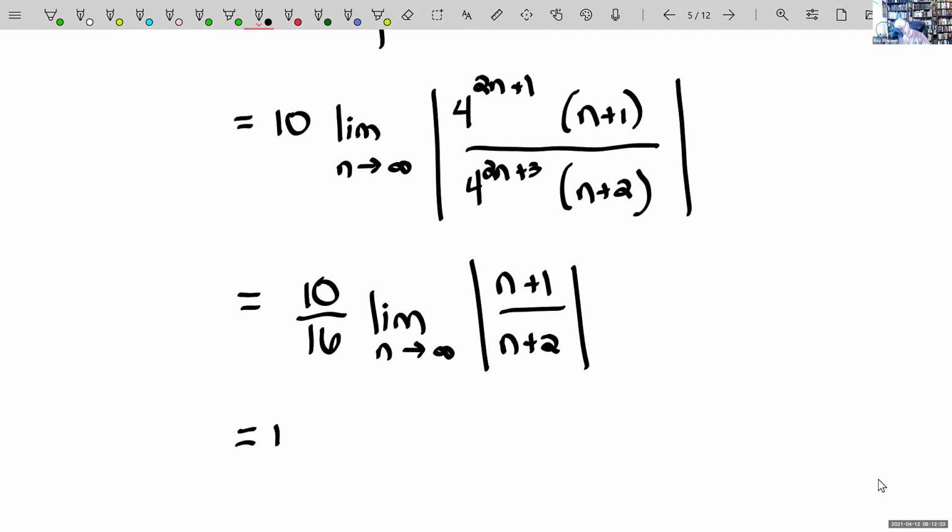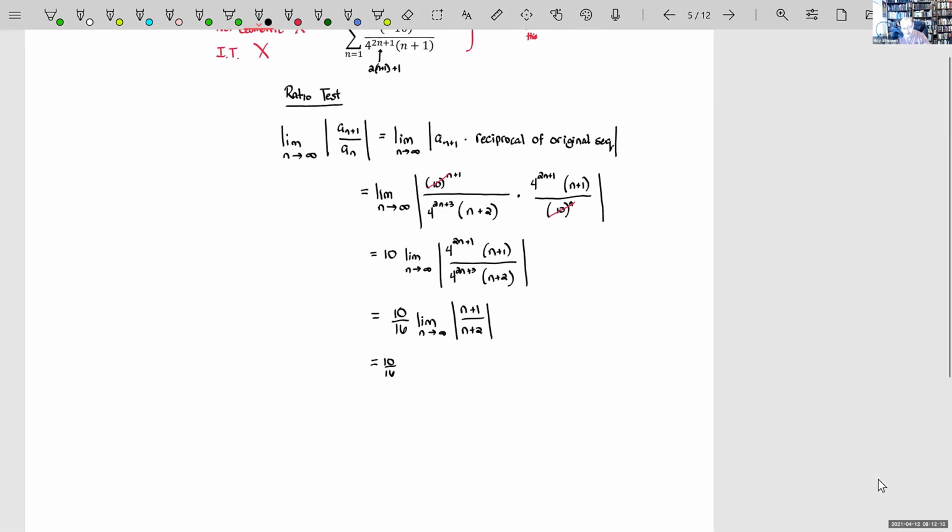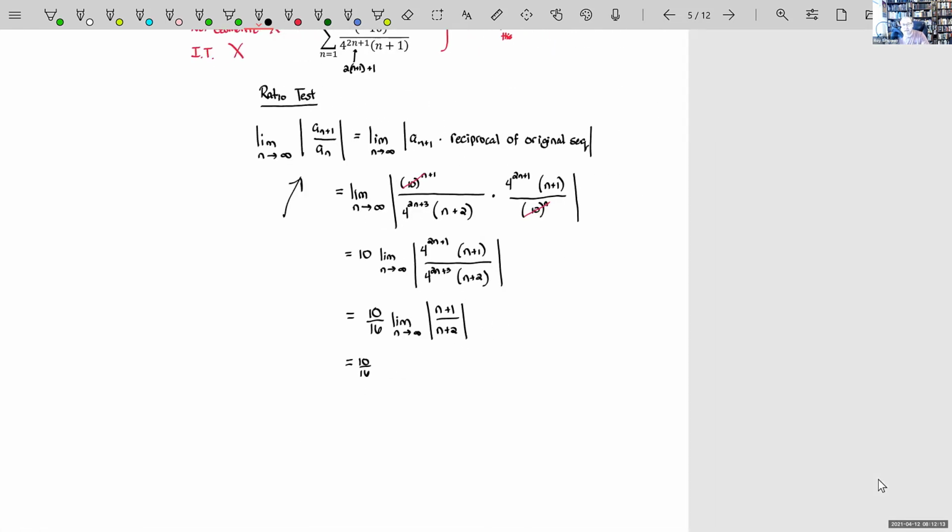And so this is going to be 10 over 16. Sorry, I was going to say 10 over 6. It's 10 over 16. Now, remember what our theorem said. If this limit as n goes to infinity of the absolute value is less than 1, then our terms are getting smaller and smaller, which means our series converges absolutely. This implies the original series converges absolutely.